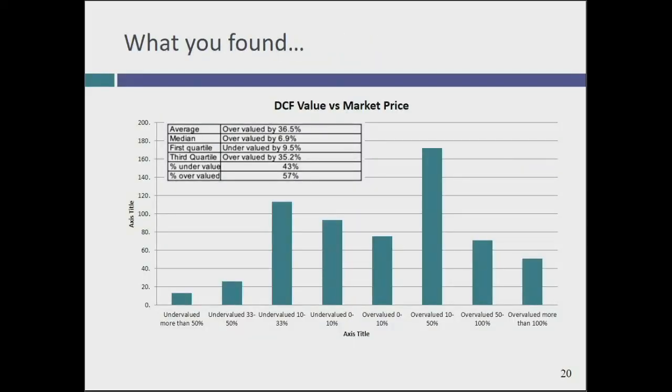Here's what you found. The average company in this class was overvalued by about 37%. But before that number freaks you out, that's because you had a few companies that were really, really overvalued. The median company was overvalued by about 7%. 43% of companies were undervalued, 57% were overvalued, which is not that different from most other semesters. If 7% are undervalued, 93% are overvalued. But there again, I've kind of cheated the system: if you used an implied equity risk premium, it would push you towards the 40 to 50%, because the implied equity risk premium reflects where the market is. So individually, you have to pick companies and work with them.